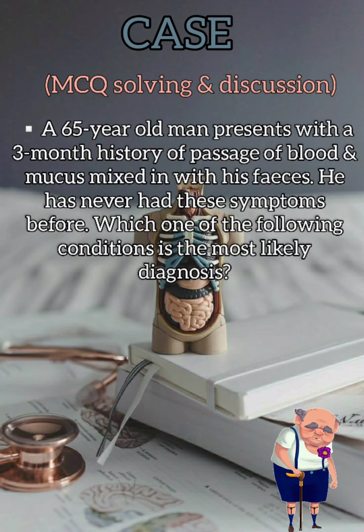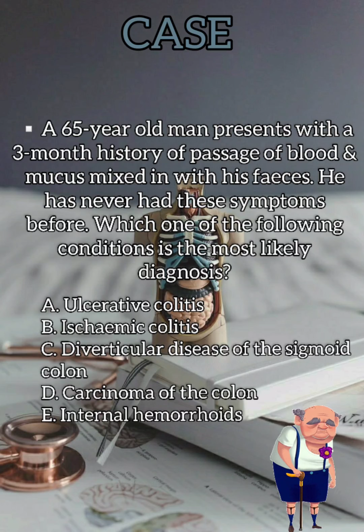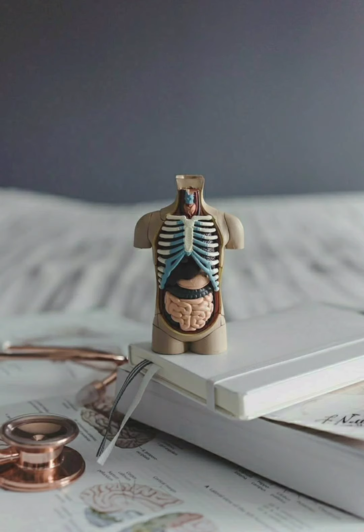A 65-year-old man presents with a 3-month history of the passage of blood and mucus mixed in with his feces. He has never had these symptoms before. Which one of the following conditions is the most likely diagnosis? So we have these options: ulcerative colitis, ischemic colitis, diverticular disease of the sigmoid colon, carcinoma of the colon, and internal hemorrhoids.